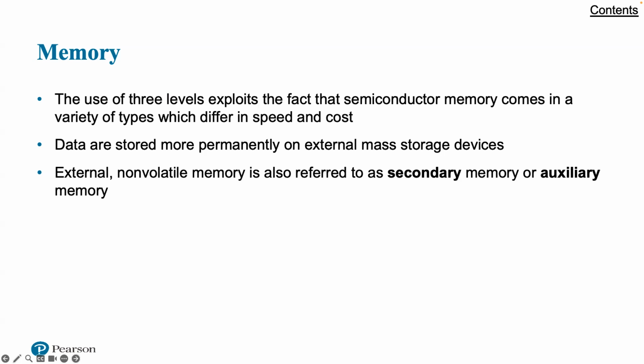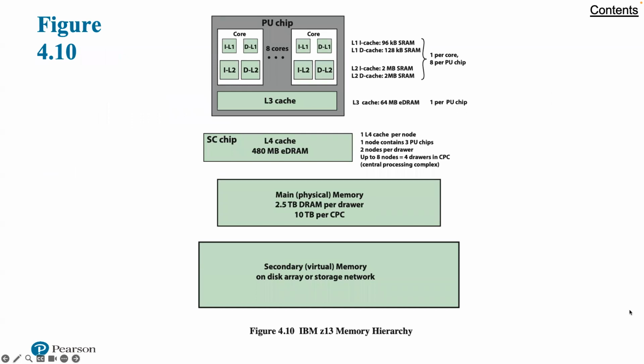Disk is also used to provide an extension to the main memory, known as virtual memory, which is discussed in Chapter 9. Other forms of secondary memory include optical disk and flash memory. So here we have an example of the IBM z13 memory hierarchy. Now we're looking at a specific instance of a design.